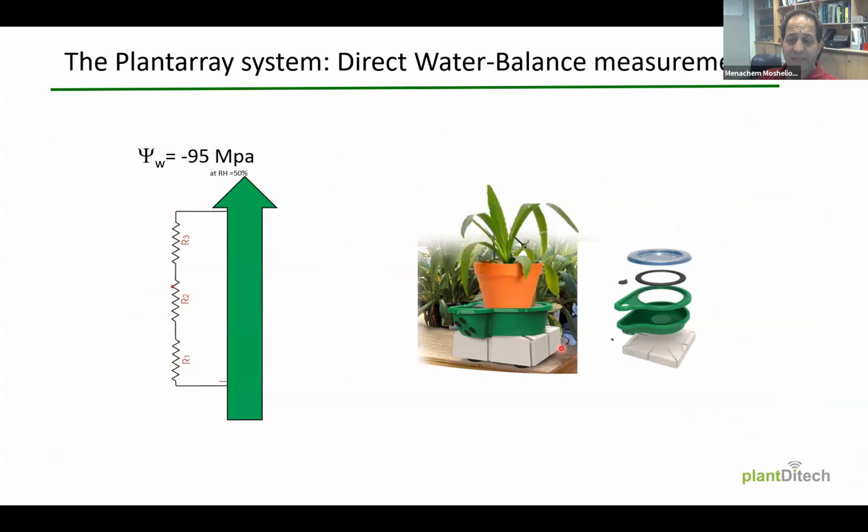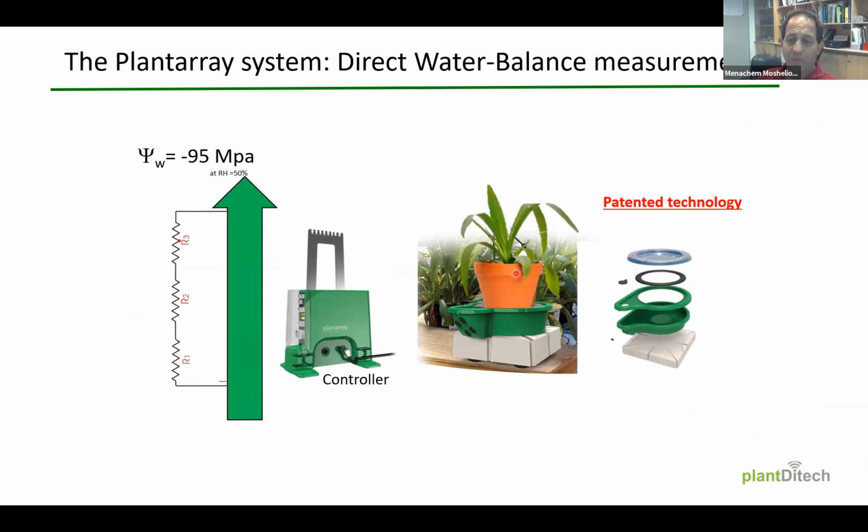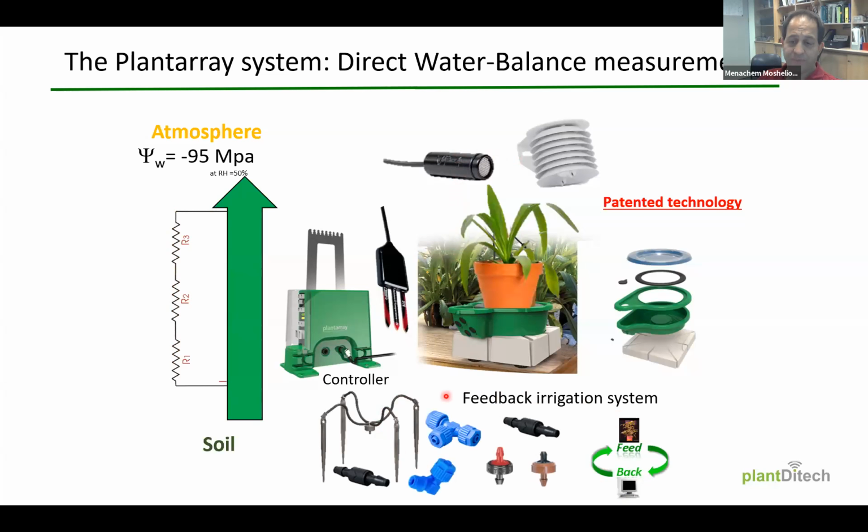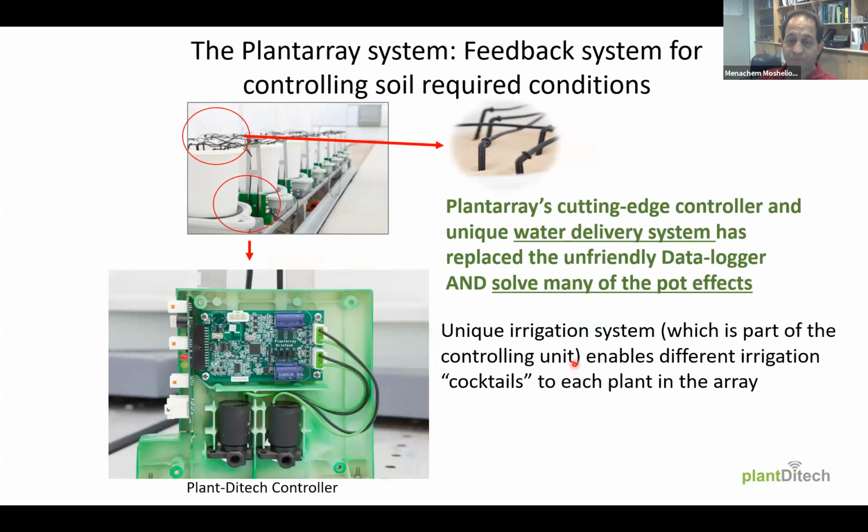So how does it work? Each plant has its own plastics. This is part of the patent of the company, which enables us to solve many of the pot effects that I showed you before. Each plant has its own controller. This controller measures the soil sensors. You can put up to 3 sensors per pot. The atmospheric sensors, you can put VPD, light, humidity, PAR, and so on, up to each pot. And the irrigation. So this controller controls the irrigation at one end and measures the soil-plant-atmosphere continuum.